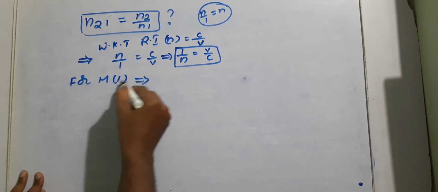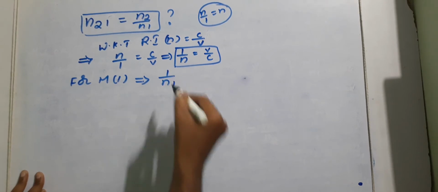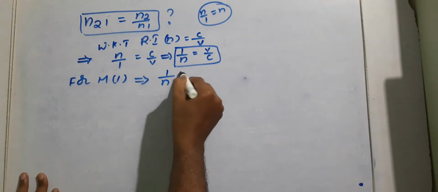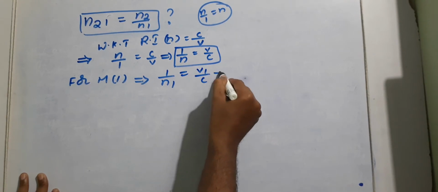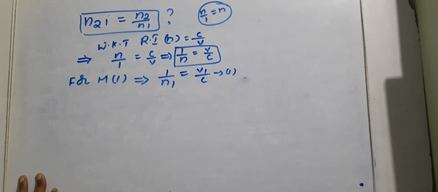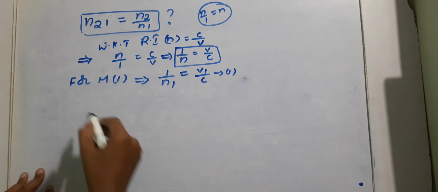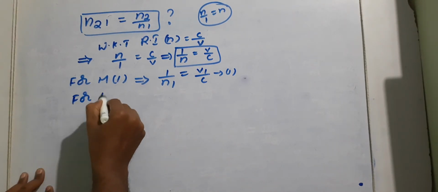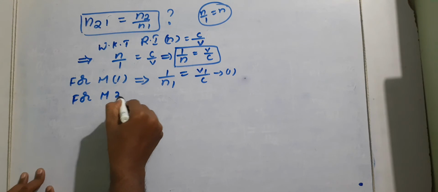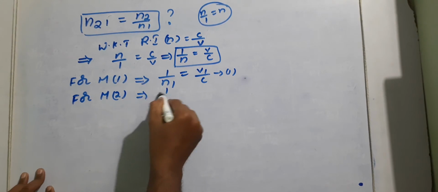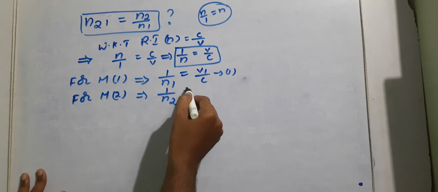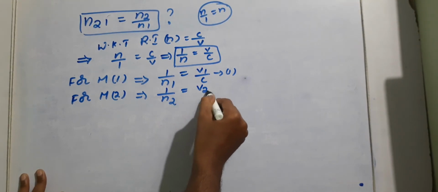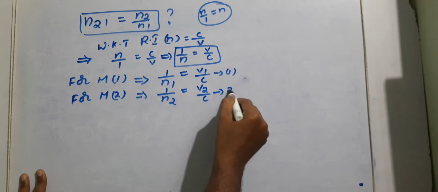So you know for medium 1, the refractive index is n1 and the speed of light in medium 1 is v1, and c is a constant. Equation 1: n1 is equal to c by v1, that is, 1 by n1 is v1 by c. And for medium 2, the refractive index is n2 and the speed of light in medium 2 is v2, and c is a constant.